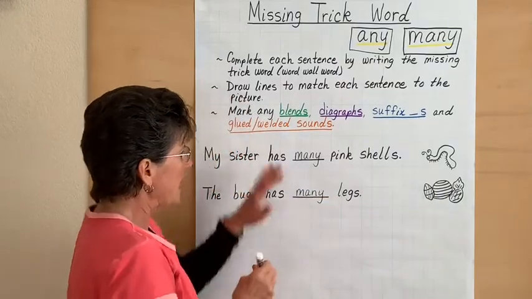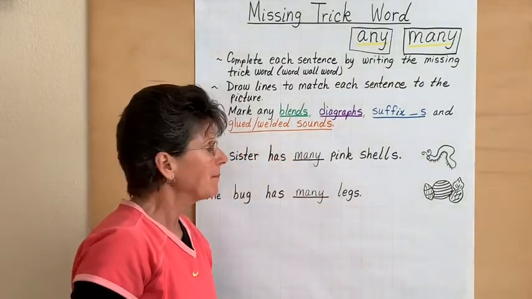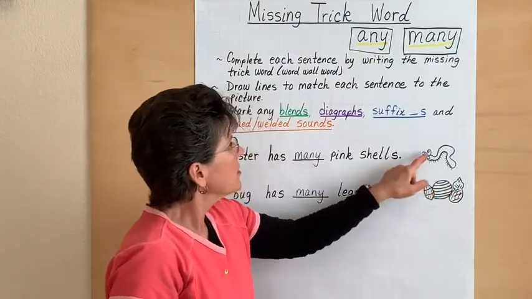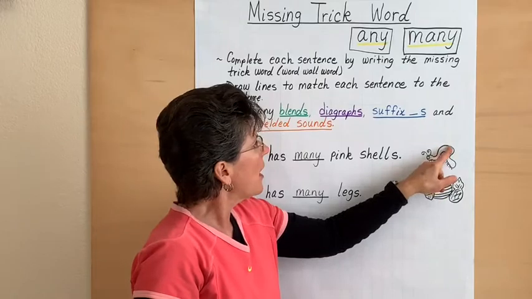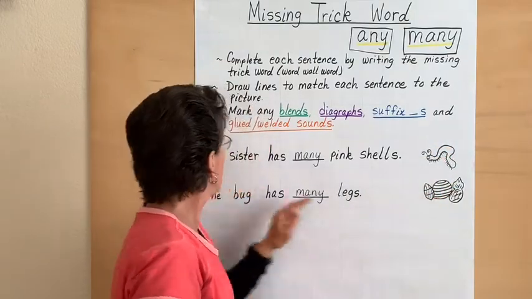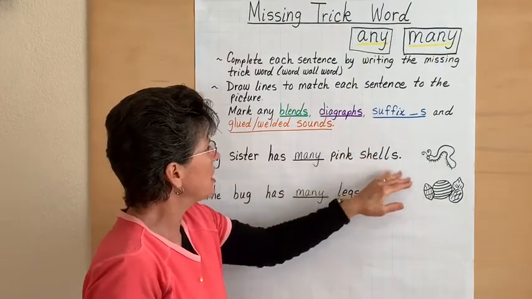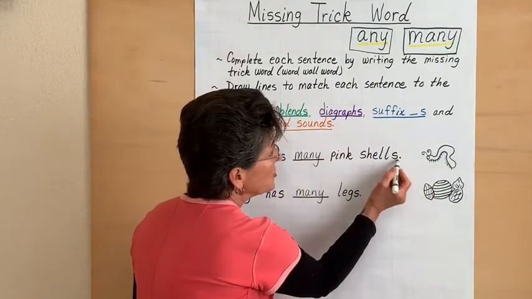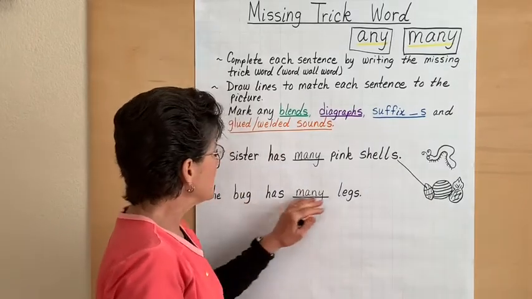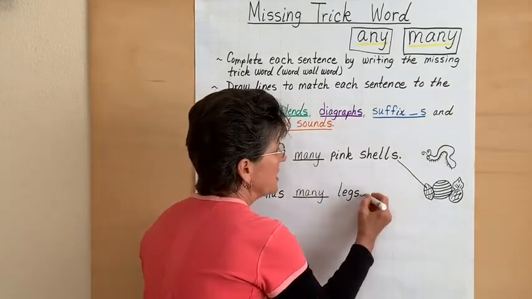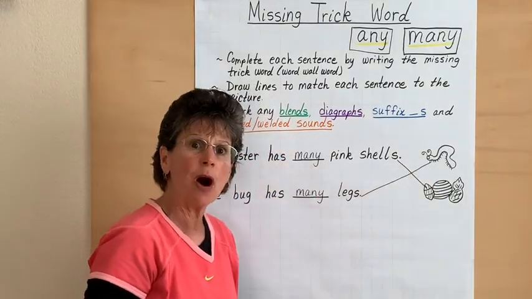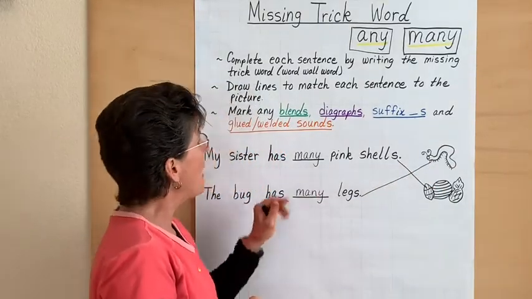Then, once I have all my sentences filled out, I'm going to try to match my sentence with my pictures. So I see a bug here with a lot of legs, and I see some shells here. So my sister has many pink shells. Well, there they are. So I'm just going to draw a line to the picture. The bug has many legs. So sentence to picture.